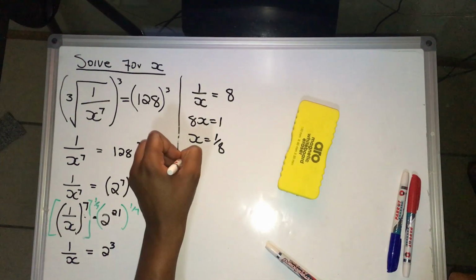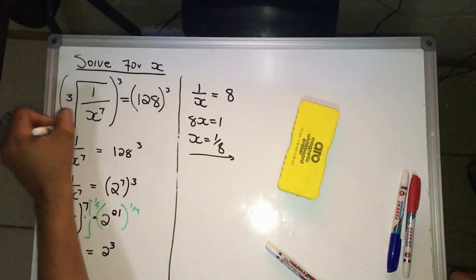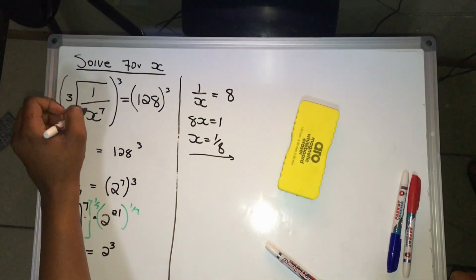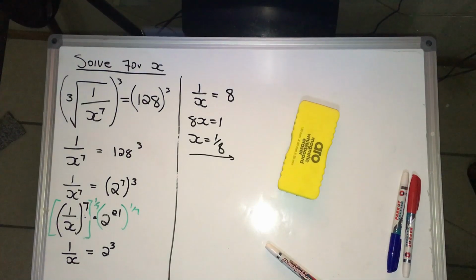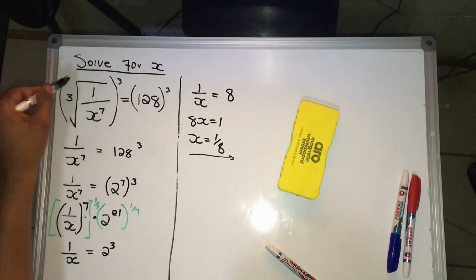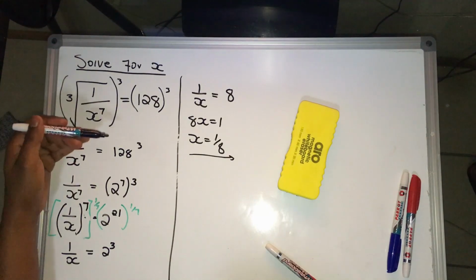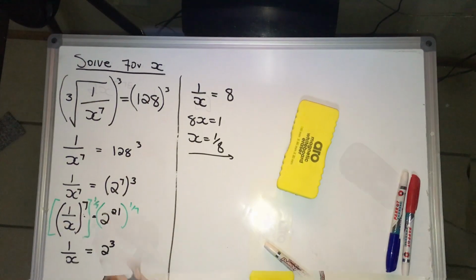So look at this value, 1 over 8, for x in the original equation, we'll get 128. Okay, so this is worth 4 marks. This is how to solve an equation involving a square root: firstly remove the square root and then simplify until you find x.